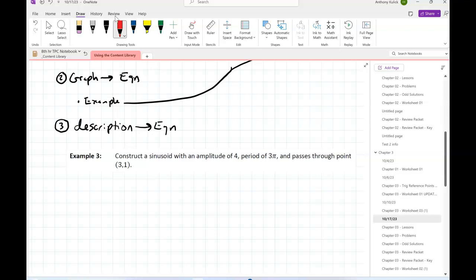So we're going to look at a couple of examples here to start. Here it says construct a sinusoid with an amplitude of 4, period of 3 pi, and passes through the point 3, 1. When we say sinusoid, it just means sine or cosine function, right? So you're free to choose which one you want to use.